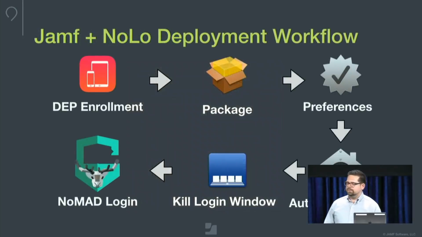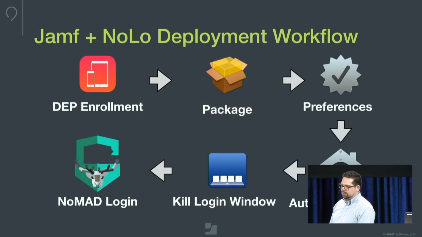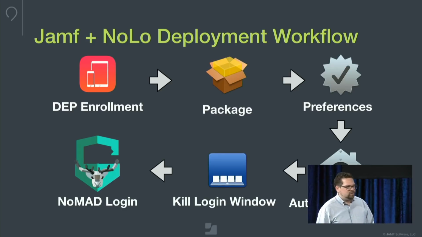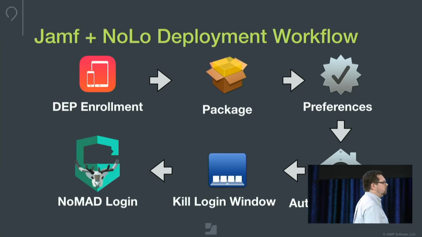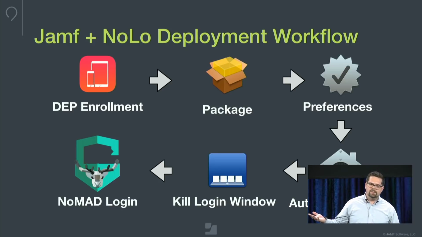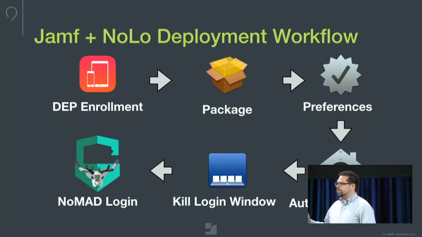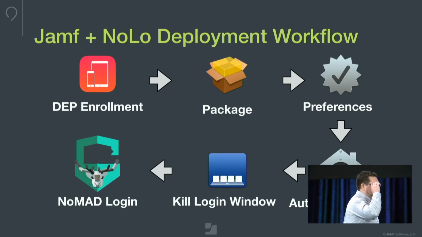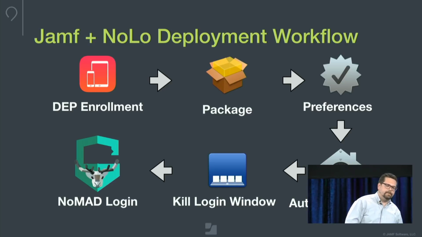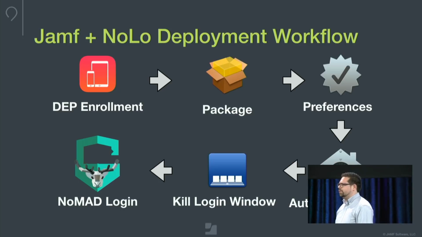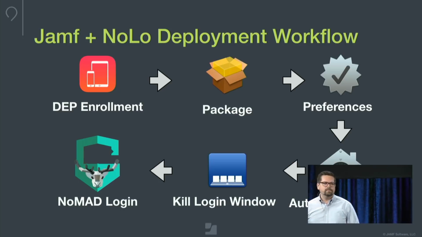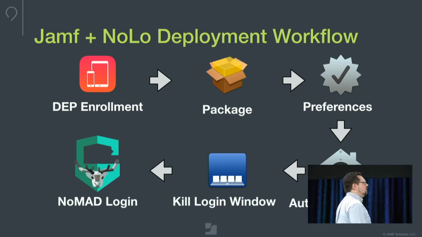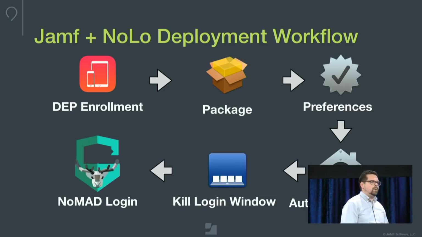So this is what a generic, typical deployment cycle looks like. DEP enrollment happens, and at that point we are skipping account creation because we're passing it off to NoMAD Login. We're using the enrollment complete trigger. The package gets installed. We set the preferences. The authorization mechanisms get set. We kill the login window. All right, that's sort of a weird one.